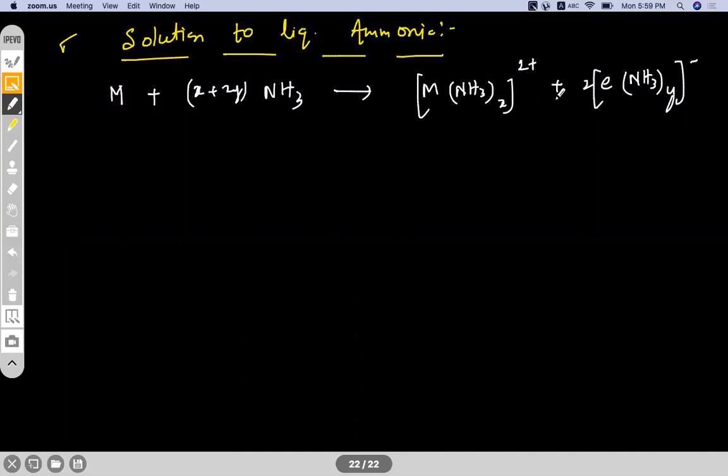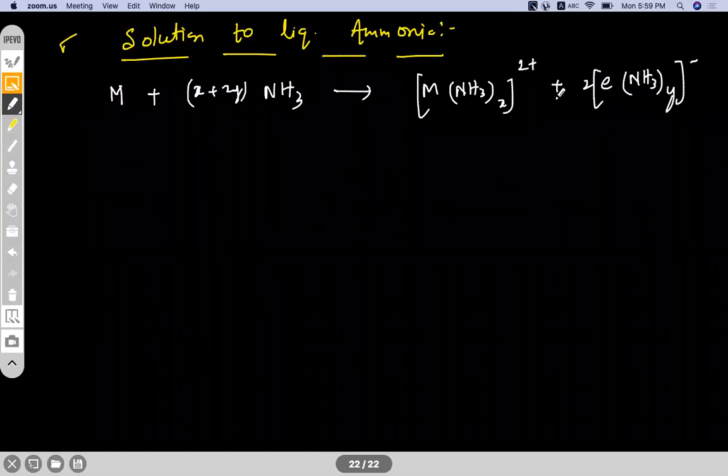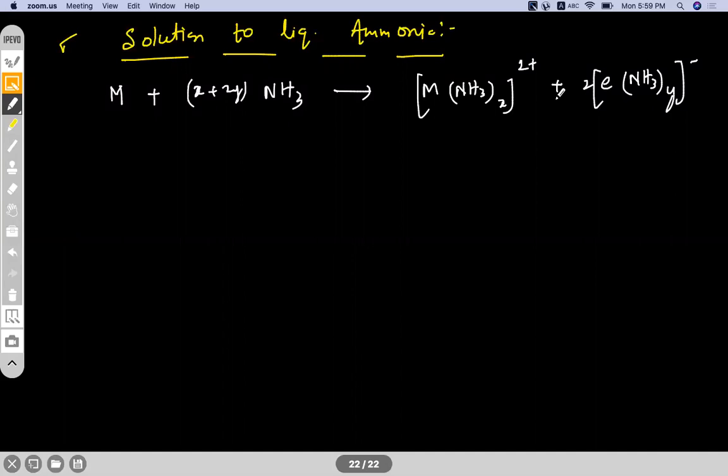One note in this, write down: magnesium does not dissolve in liquid ammonia, but on long heating, hydrogen gas evolves.